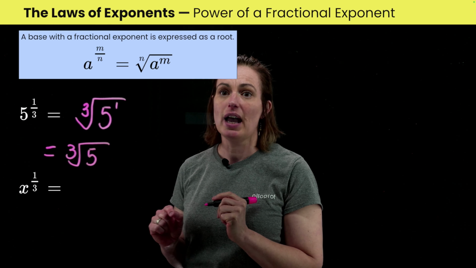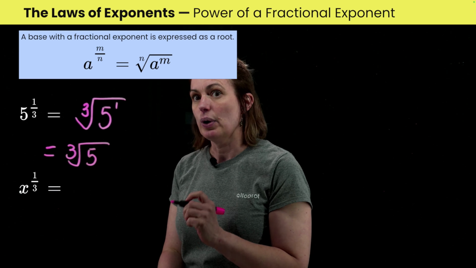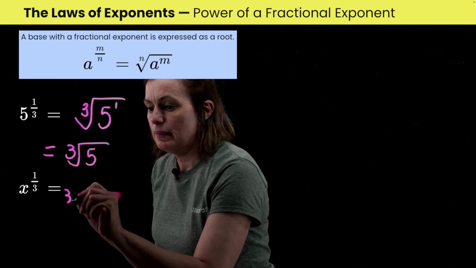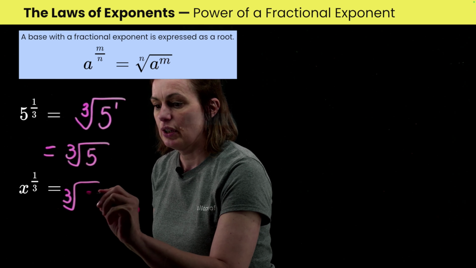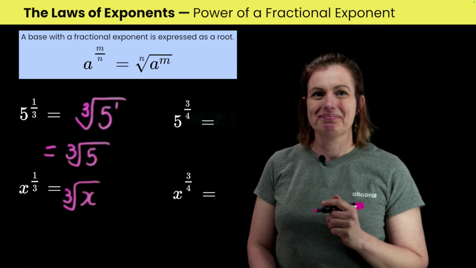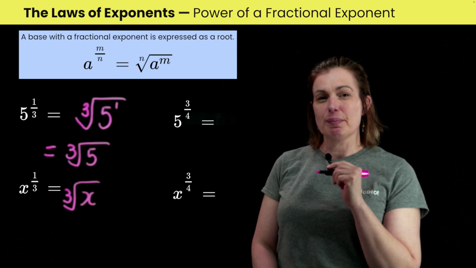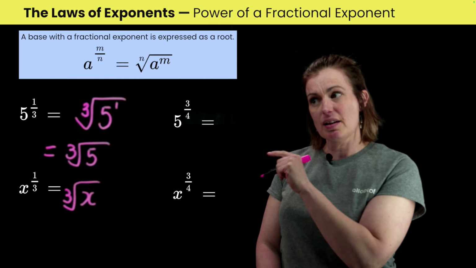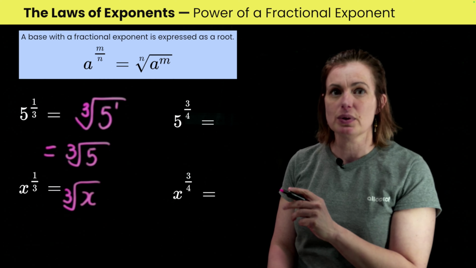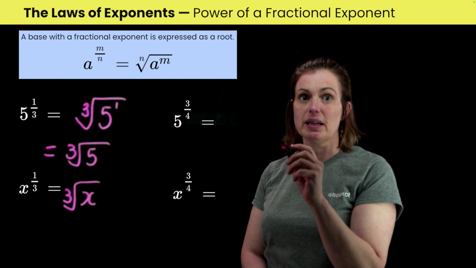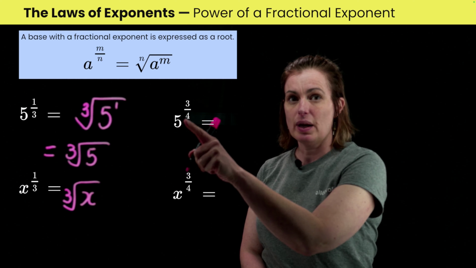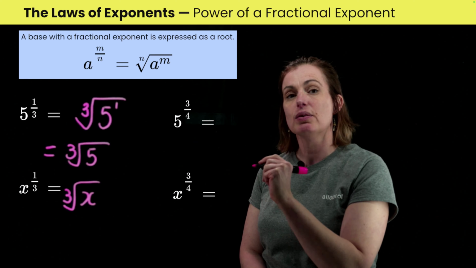Same thing's going to happen with my base x. So x to the power 1/3 will be written now as 3 root x. All right. Now, my second set of examples, you can see that this time I still have a fractional exponent, but I have a numerator that is not 1. So I just wanted to give us a chance to take a look at what that'll be like. Again, the denominator, in this case, it's a 4. So I have base 5 to the exponent 3/4.